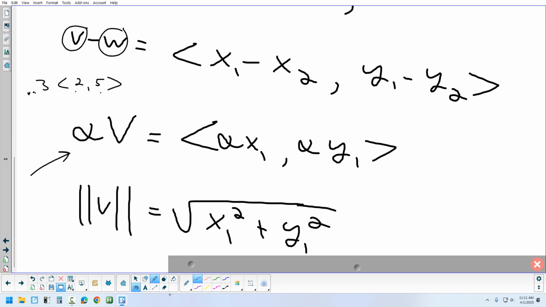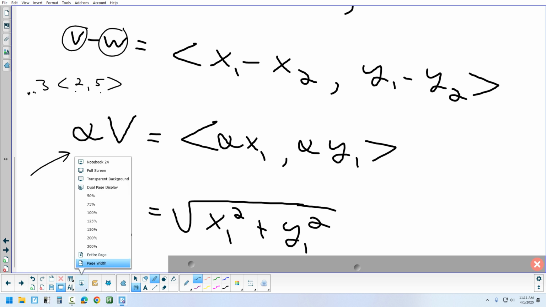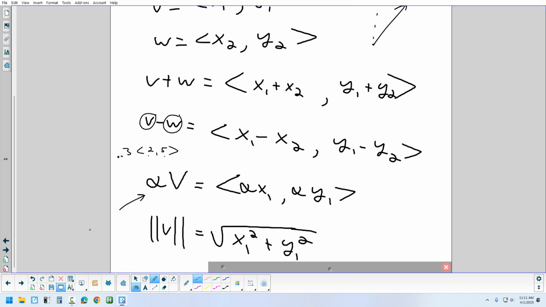Horizontal squared, vertical squared, add them up, take the square root. Same rules apply to those square roots that always apply. You can't leave any square roots in the bottom of a fraction if anything like that comes up. You also want to simplify square roots as much as you can. All right, any questions on those 4 formulas?